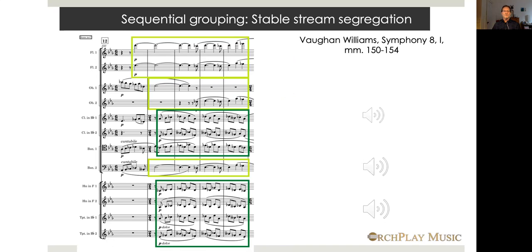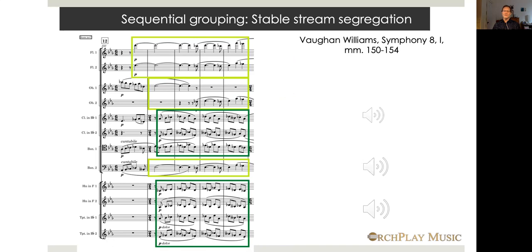Let's look at stable stream segregation. So we've looked at some integration cases. Now let's look at segregation. And here's an example from Vaughan Williams Symphony No. 8 again. In returning to this example, we note that the registral and rhythmic differences, particularly the fact that one stream is in 6-8 and the other in 2-4, between the two groups of blended instruments are enhanced by differences in timbral brightness.